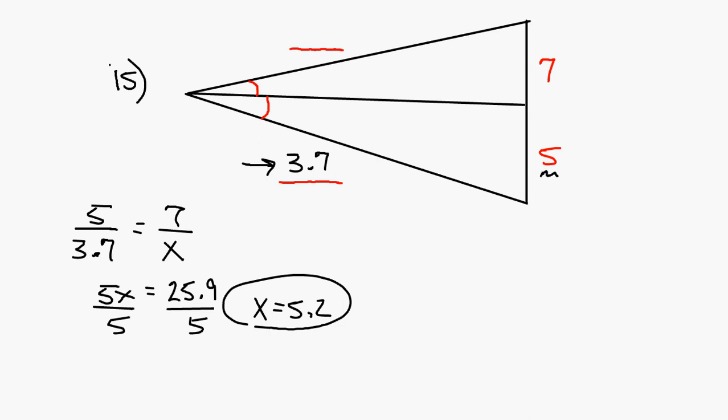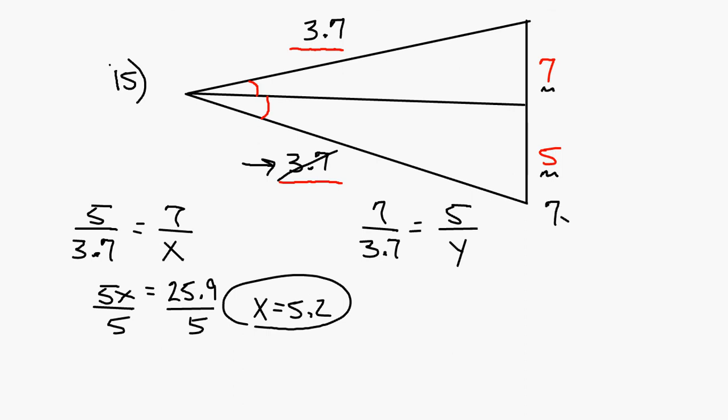So then you've got to do the same problem when the 3.7 is adjacent to the 7. All right, so you're not going to use that anymore. You're going to move it to here, and you're just going to repeat the same process. So now take 7. Let's go 7 over 3.7 equals 5 over a variable. And just repeat the process.